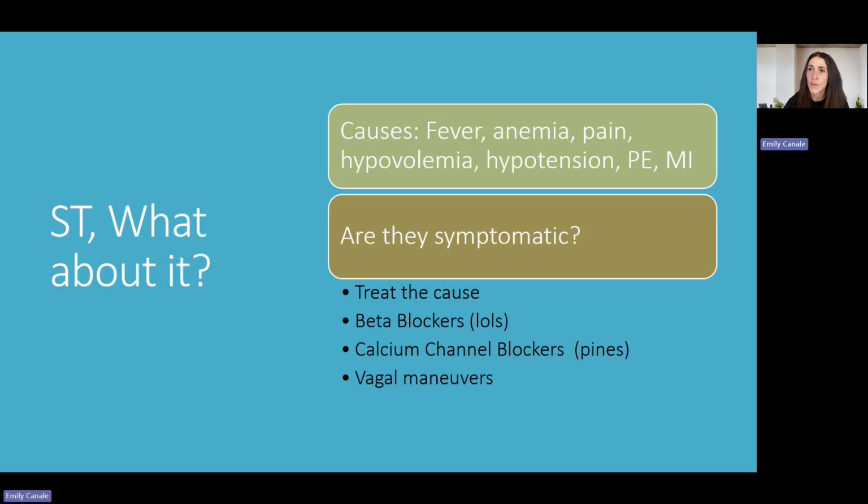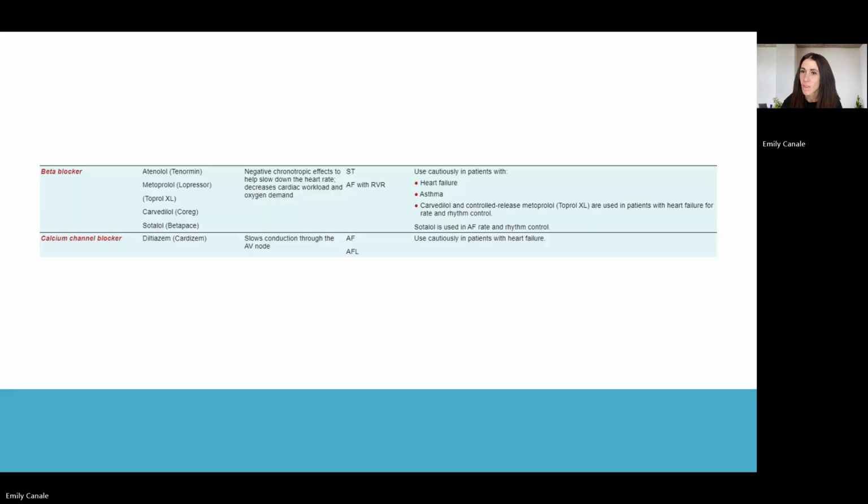Vagal maneuvers, bear down, blow through a straw. If they're confused and not able to follow commands, then I could maybe throw ice on their face, in their armpits, on their genitals. That will cause you to bear down, and that could be a vagal response. So there again are examples of your medications for reference.